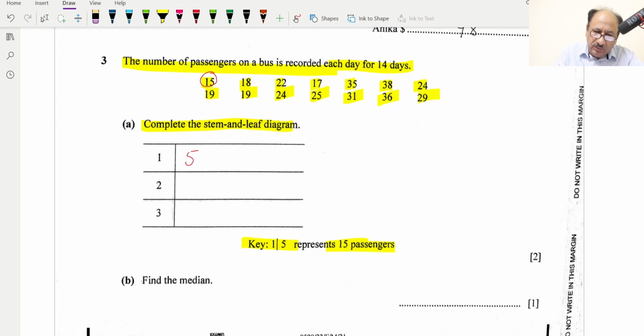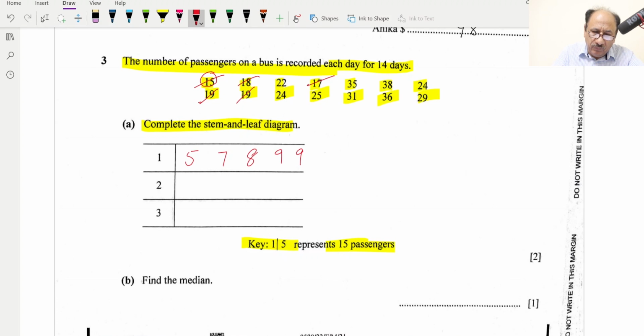Then we will cancel this one. 17 is here, we will write 7, and next we can take 18 is also there. So we are taking in ascending order. Then comes 19 and 19 two times, so it will be 9 and 9. Everything for 1 is done.